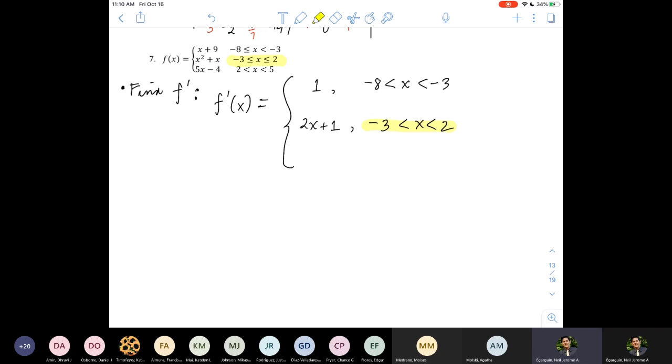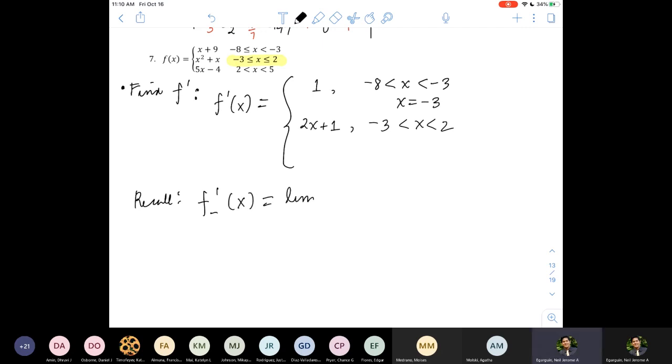Because remember, at a boundary point like x equals -3, we need to take a look at the derivative from the left and the derivative from the right. If those two derivatives are equal, then that's the value of the derivative. If they do not agree with each other, then the derivative is undefined, right? So in order to find the derivative at x equals -3, we need to take a look at the derivative coming from the left and the derivative coming from the right. But recall how to compute the derivative coming from the left.